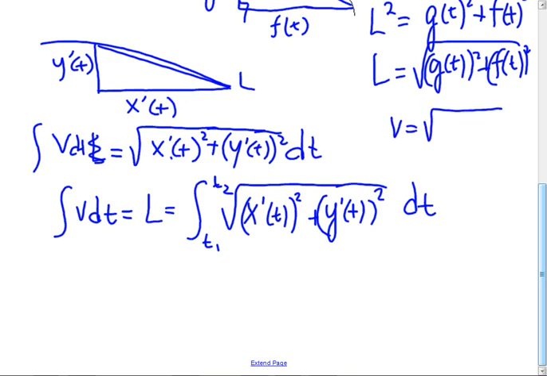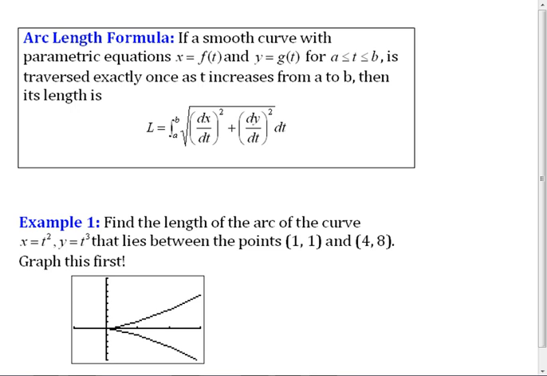So the velocity is the square root of dx dt squared plus dy dt squared, and if you integrate the velocity, you get the length of the arc. That's the velocity equation. That's the magnitude, your speed. So that's all we have there.